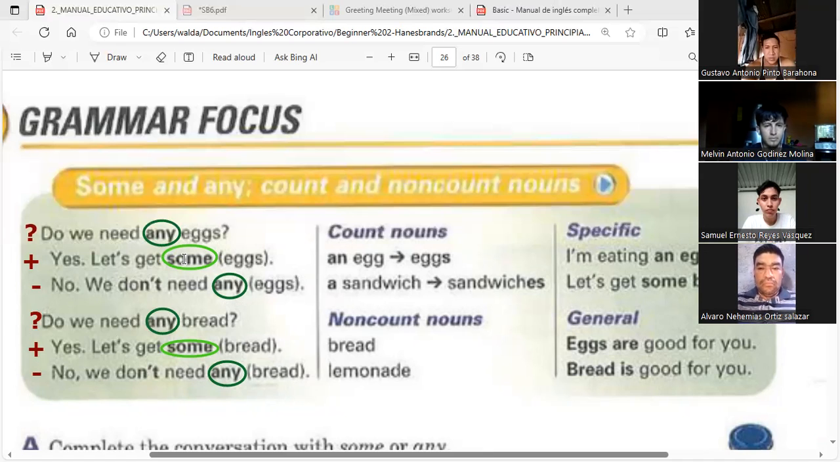Right? Algunos. Or do we need any bread? Yes, let's get some bread. How do you say that in Spanish? Yes, let's get some bread. How do you say that? Yes, let's get some.